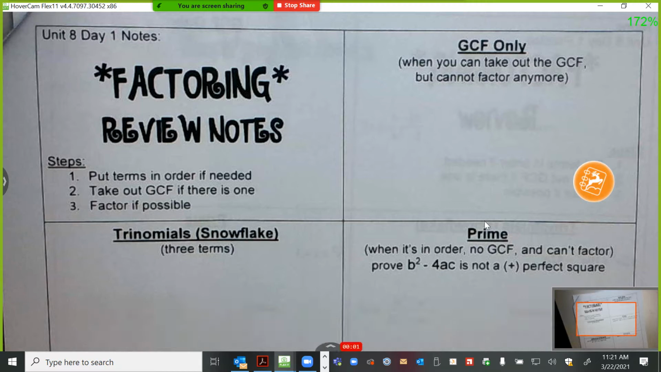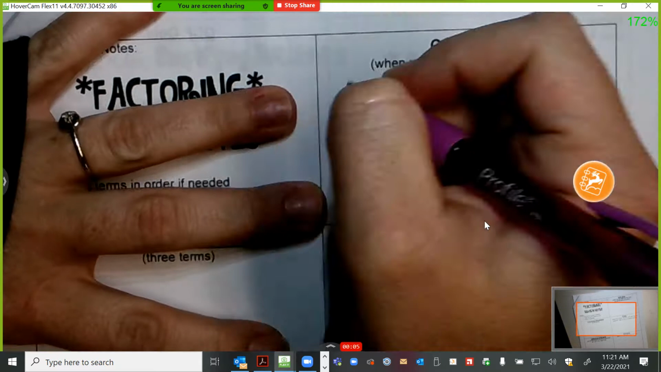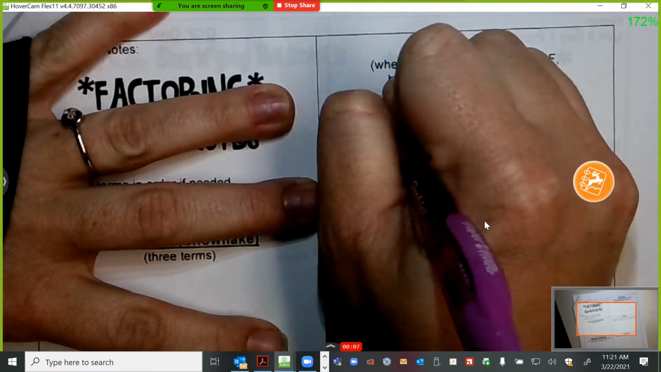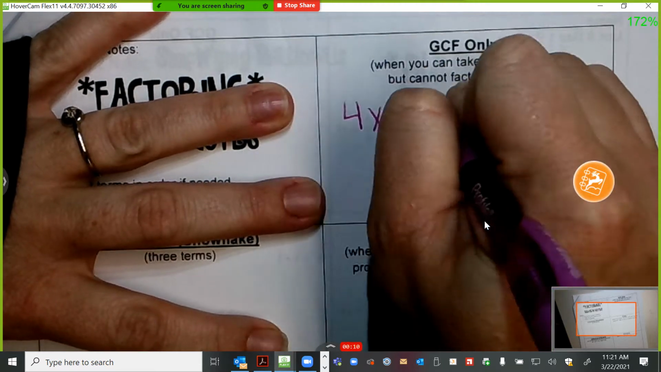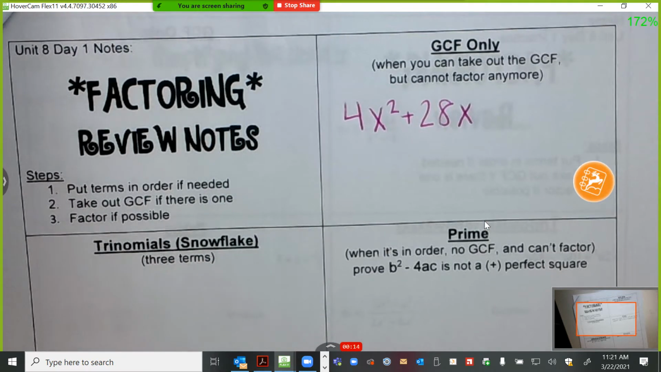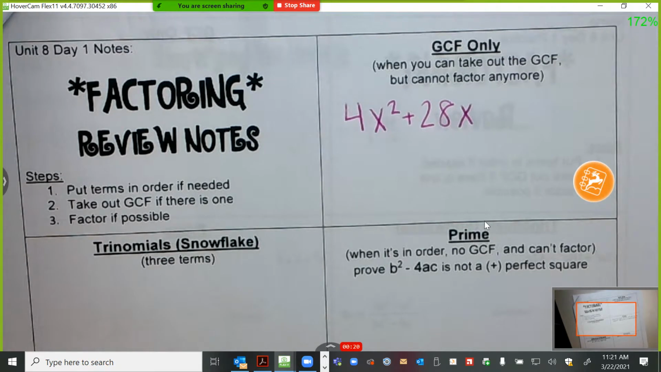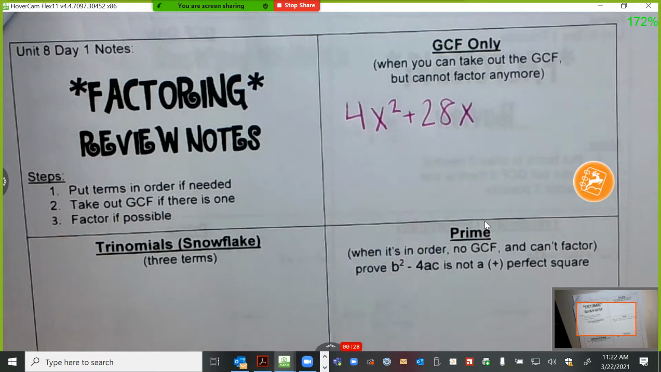Okay, so we're just doing a factoring review. So the first problem we're going to do is a GCF only. Okay, so what is our GCF? Yes, but what is it? For x. Okay, so 4 is the number. 4 can go into 28, so 4 is a GCF.